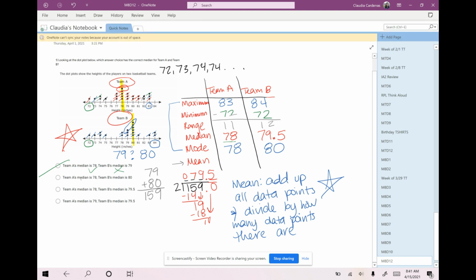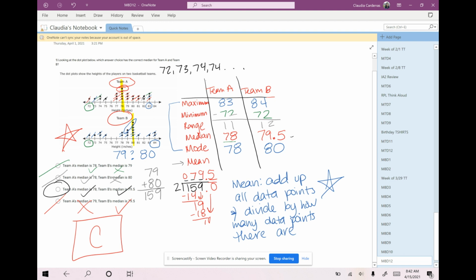Team A's median is 78. We said that's right. Team B's median is 80. No, it's not. We've got to cross that one out. Let's look at answer choice C. Team A's median is 78. We said yes. Team B's median is 79.5, which is correct. So before we move on and say, okay, great, it's answer choice C, let's double check D. Team A's median is 79. No, it's not. It's 78. But Team B's median is 79.5. However, that one was not correct for both. So our answer choice is C.